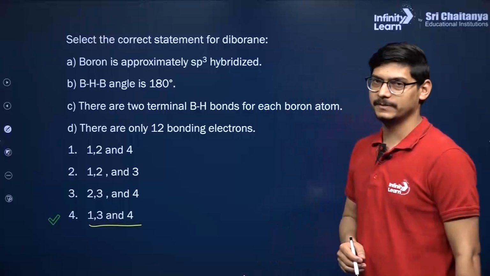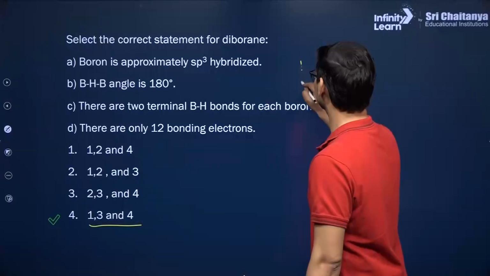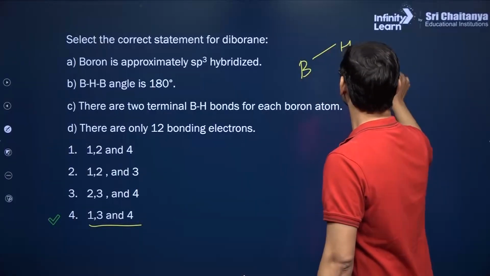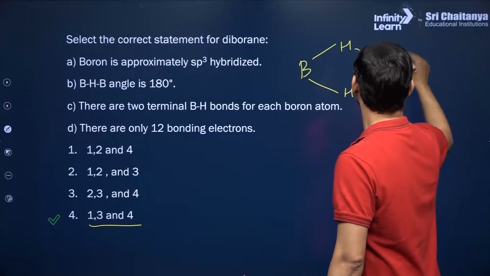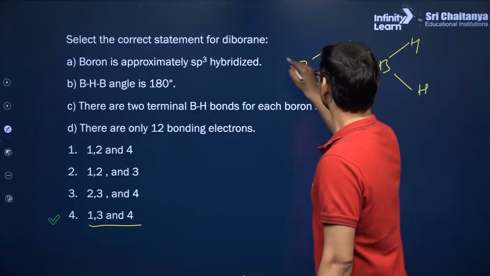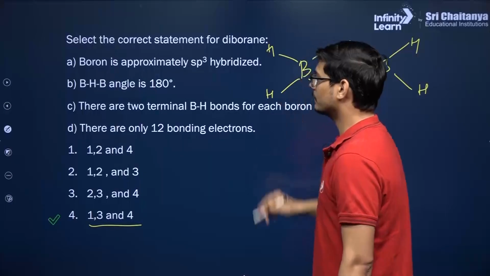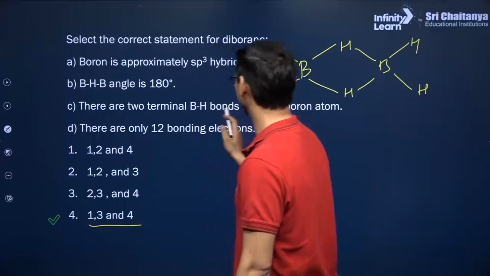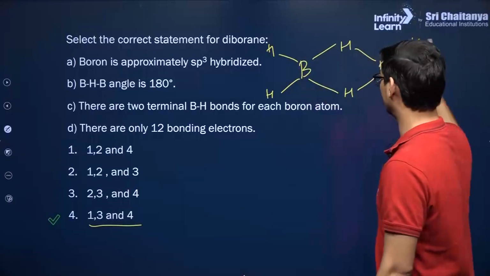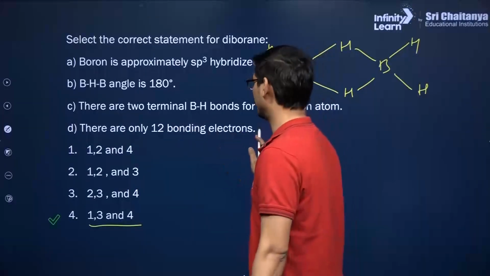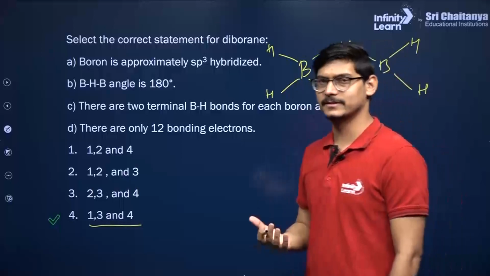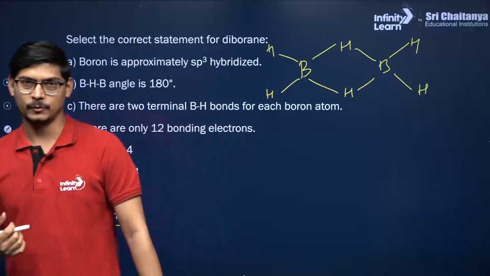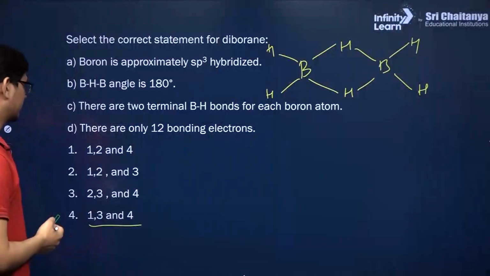Boron is approximately sp3 hybridized, yes, in diborane. The BHB angle is 180, no, you can see it is bent. There are 2 terminal BH bonds for each boron atom, yes. There are only 12 bonding electrons, yes, because in total there are 6 bonds, right, and there are 12 electrons, right. So that is the correct answer.